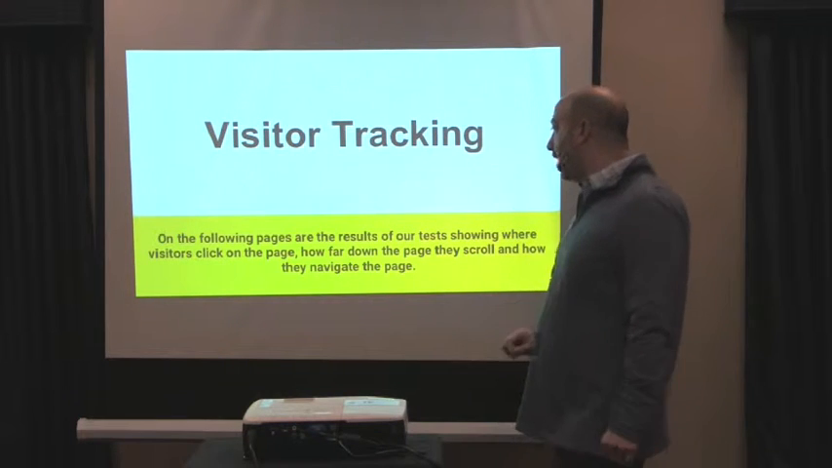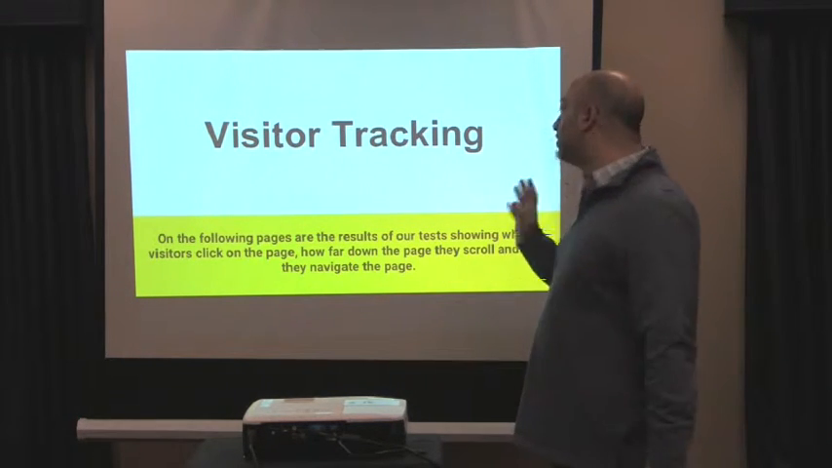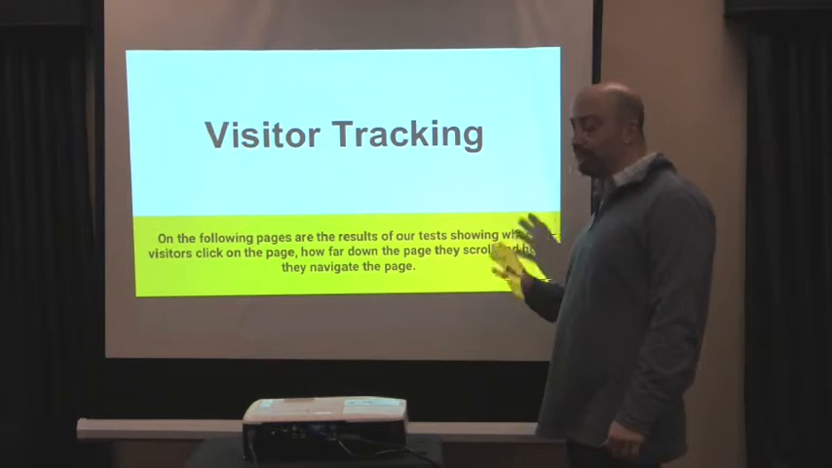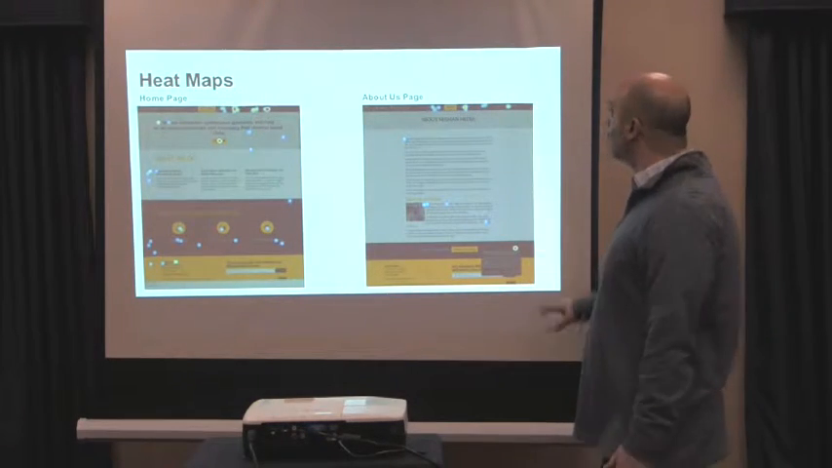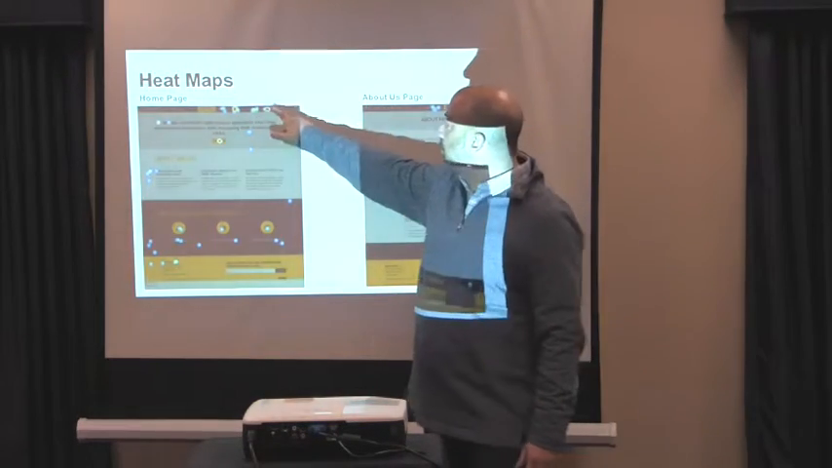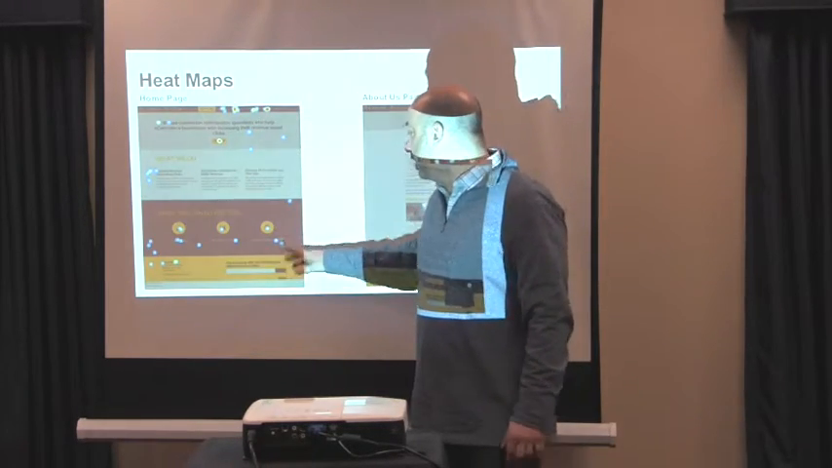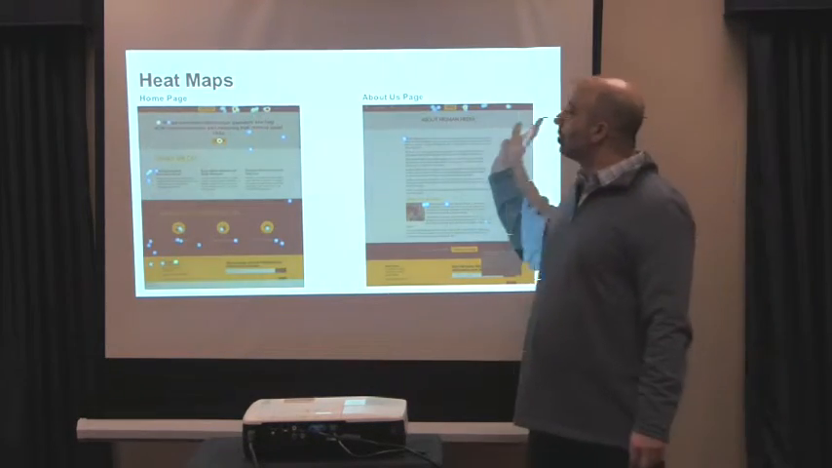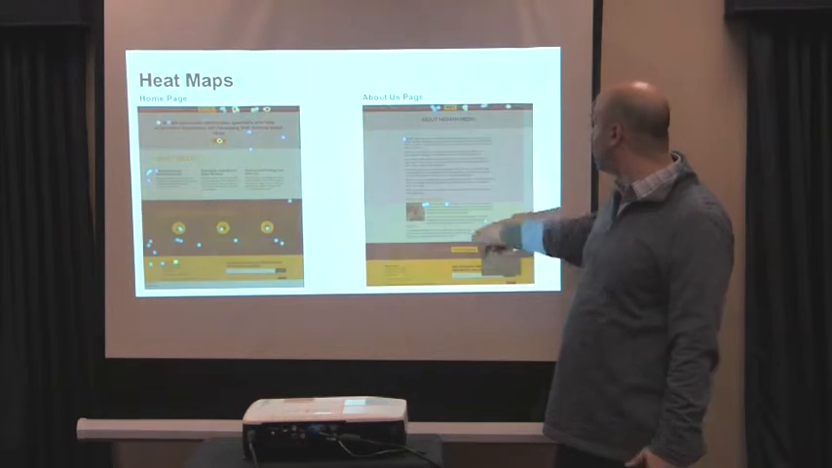So then we do visitor tracking. On the following pages are the results of our test showing where visitors click on the page, how far down they scroll, and how they navigate the page. We start with our heat maps. As it gets to red, that's where there are more clicks, and when it's blue, there are fewer clicks. On my site, it's basically all top navigation stuff. You can see a lot of the clicks are up here. This is my About Us page.